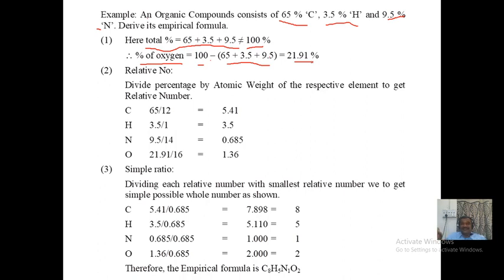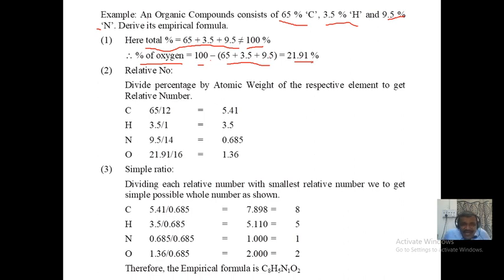So this is what I said, first step, or you can say step 0. First you have to see whether the total is 100. If not, you have to put this thumb rule into action. So actually your sample in this numerical contains carbon 65%, hydrogen 3.5%, nitrogen 9.5%, and oxygen, which was not given, we calculated as 21.91%. Clear, friend? Those of you with a mathematics background know percentages are always based on 100, isn't it? Done.